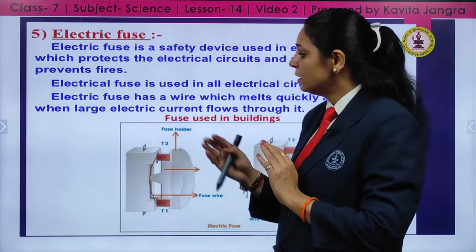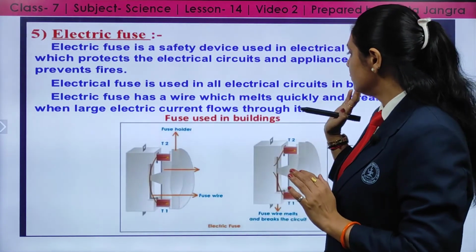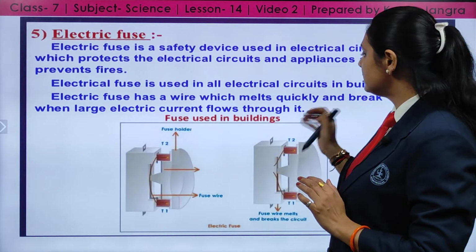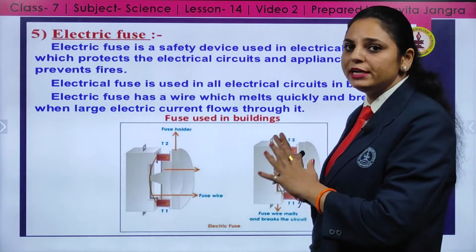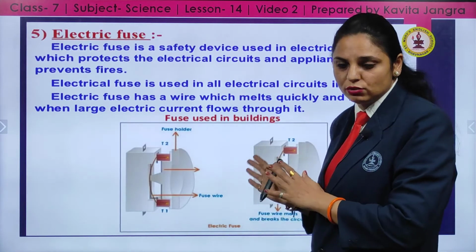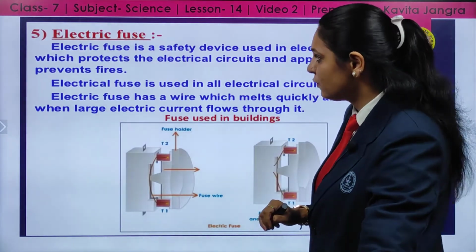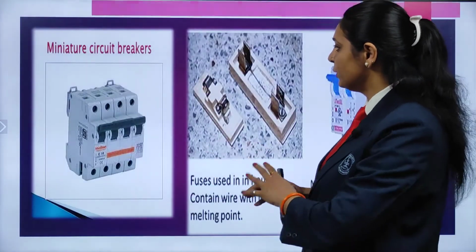Okay. So, the electrical fuse is built into all electrical circuits, and the melting point of this wire is very low, that is why it is used to save the appliances from the high amount of current that is flowing.